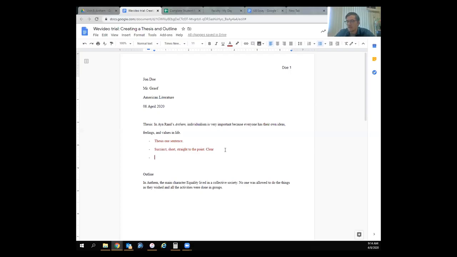The thesis needs to give a preview of the outline, and this student's thesis did that really well. They said individualism is important because everyone has three things: their own ideas, their own feelings, and their own values in life. Once we have a good thesis like this, it should give us a sense of what our outline is going to be. So let's come down here. We're going to save this.